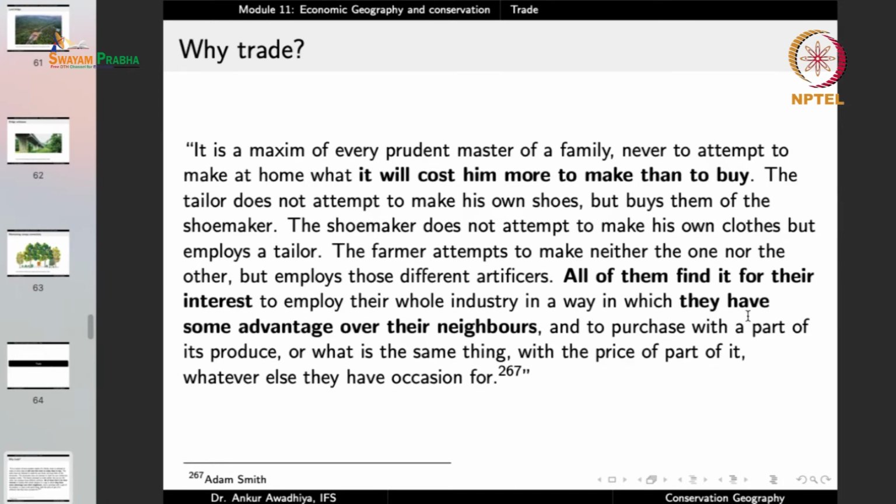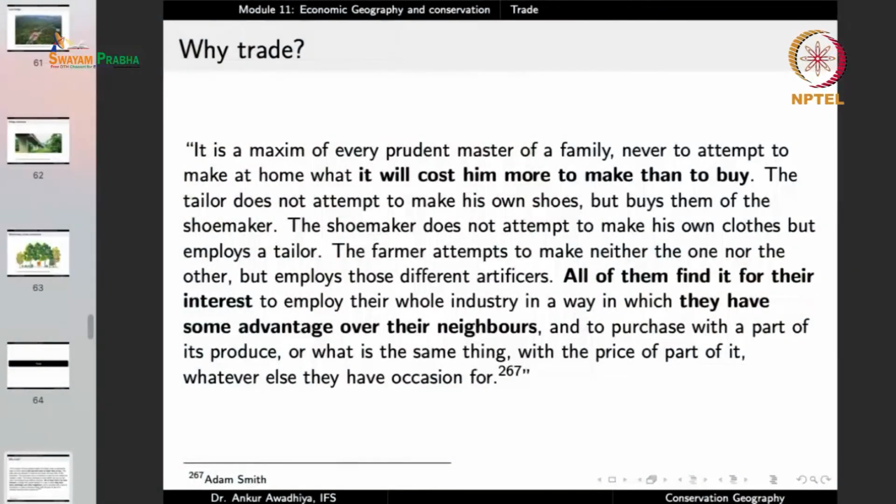And they try to make things where they have certain advantages over their neighbors or as compared to others, and these things are made in a quantity that is much greater than what people need to use themselves. And once they have the excess, then this excess can be traded for other goods. So trade permits people to make those things that they are most efficient in making, and this reduces the cost for the society as a whole. So trade has very important implications for the welfare of people, which is why trade is happening.